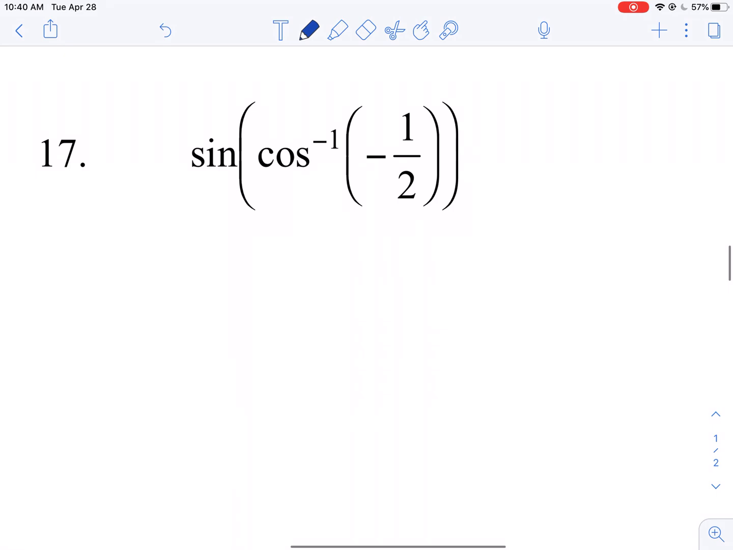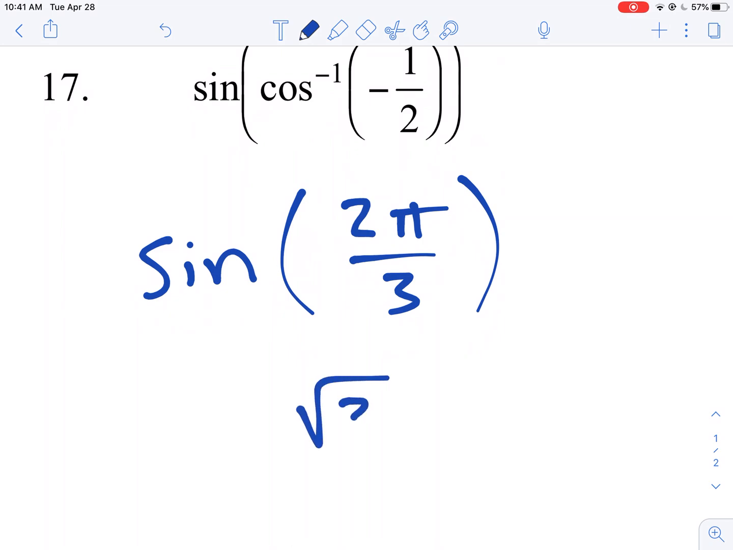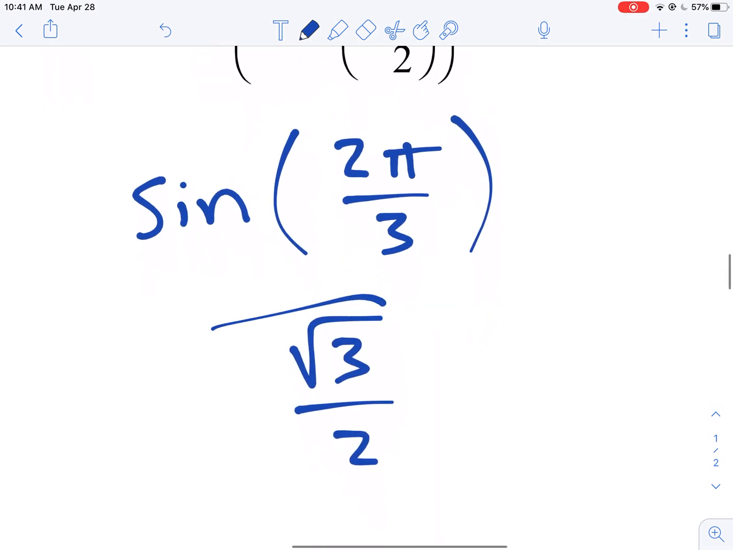The sine of the cosine inverse of -1/2. I'm saying that I'm taking the sine of whatever angle has this cosine value. Within the domain rules of cosine, that means it has to be 2 pi over 3 because it has to fall between 0 and pi. So that means I'm talking about what is the sine of 2 pi over 3? Well, that's positive root 3 over 2, and that's my final answer.